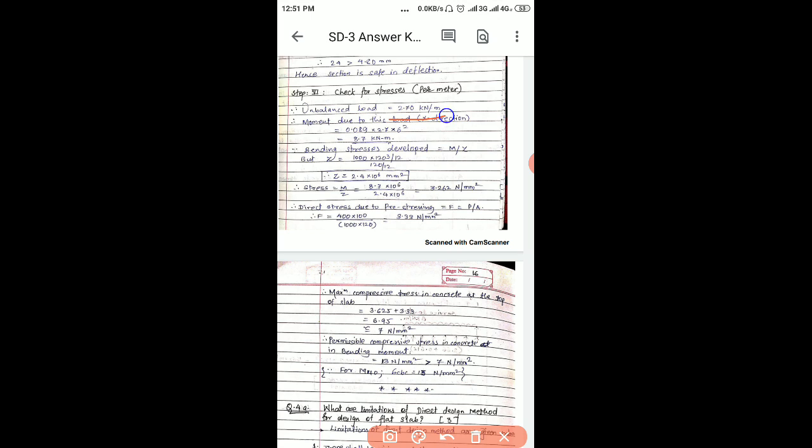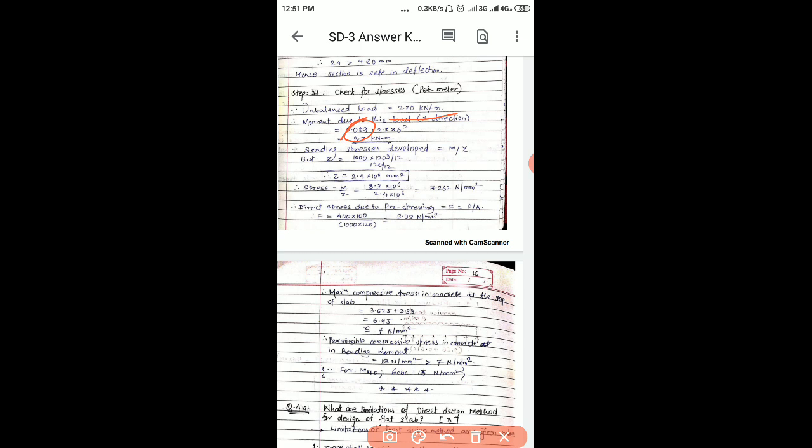Then we'll go for check for stresses, that is per meter. Check for stresses means directly check for bending, whatever is the unbalanced load, and for that unbalanced load we will check. So we have unbalanced load of 2.70 kilonewton per meter. The moment due to this load in x direction is the coefficient alpha into W into Lx square.